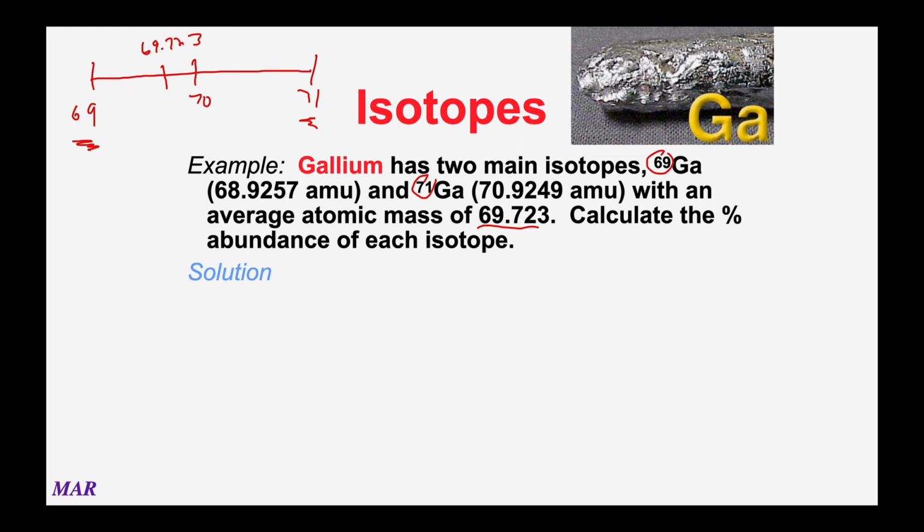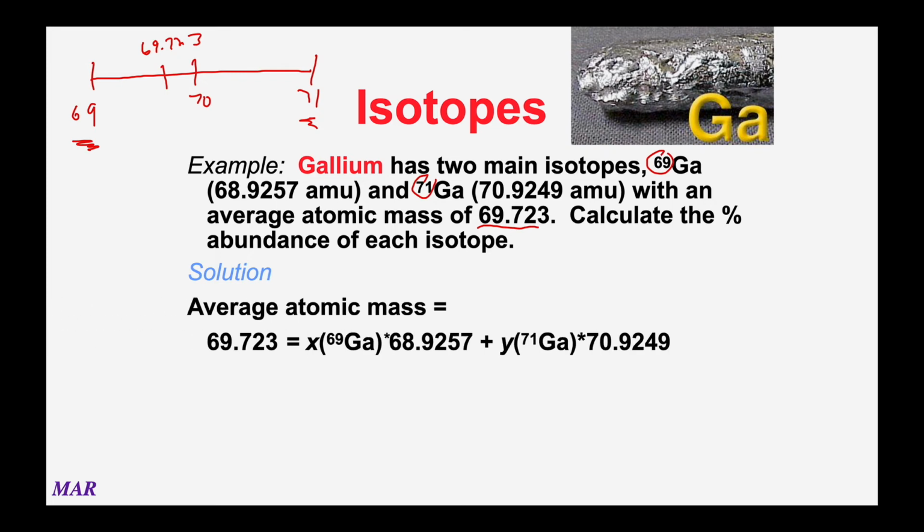Now, it's not like super close to 69.7. I mean, it's not far away, but it's not super close either. So it's not going to be like 90% 69 and 10% 71, but we can use this kind of information to at least make the suggestion that the isotope of the 69 gallium will be a greater percentage than the isotope of the 71 gallium, or gallium-71. To solve this, it's not too bad.